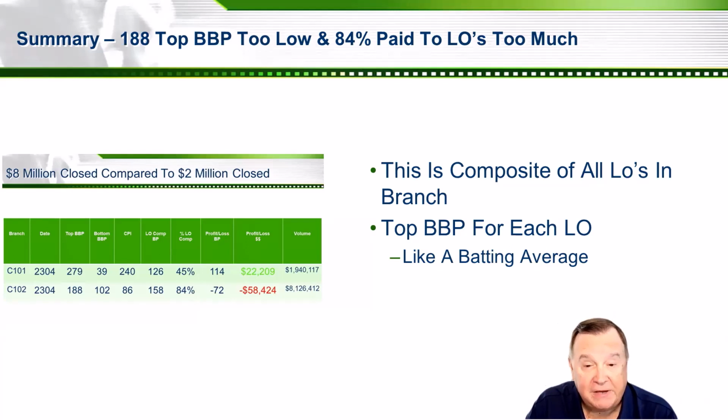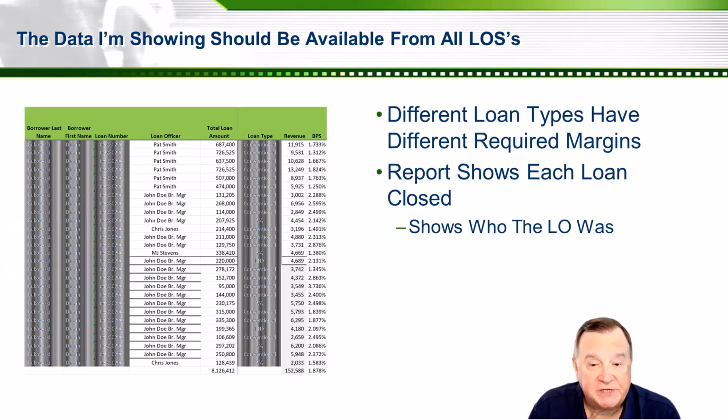What we suggest to do next here is troubleshoot this even deeper. If the 188 was a composite of all loans and all loan officers, let's just see which loan officers are discounting and by how much. Some members say this is like a team batting average, and then the individuals, it's like their own batting average. I don't know which LOS system you're using, but my example is showing someone who is using Encompass. This data should be readily available from any LOS that you're using.